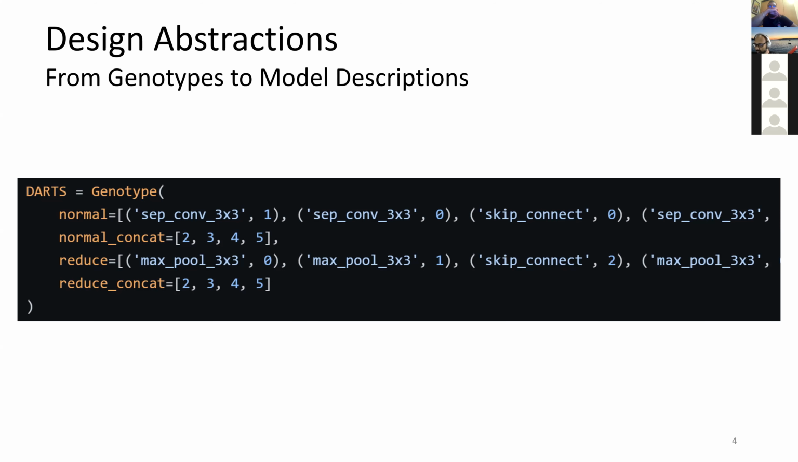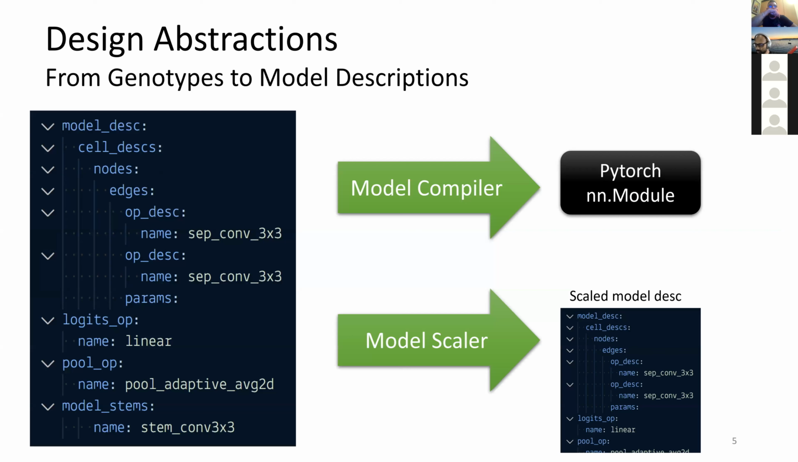So one of the first design abstractions was to dump genotypes and instead introduce the concept of model description. In cell-based search, you might have a model description, and each model description contains cell descriptions. Within a cell description, you can contain the graph description, which is a set of nodes and a set of edges, and each edge might be an op description.